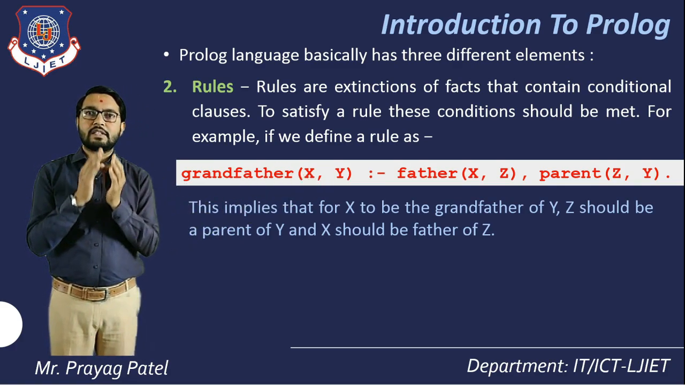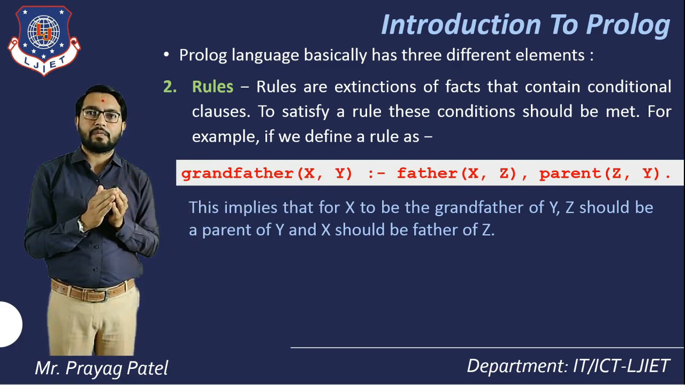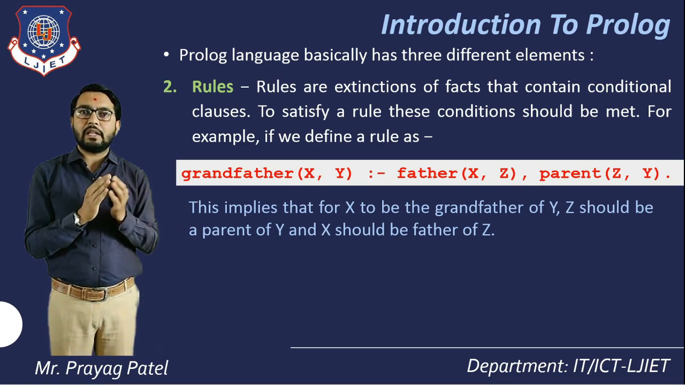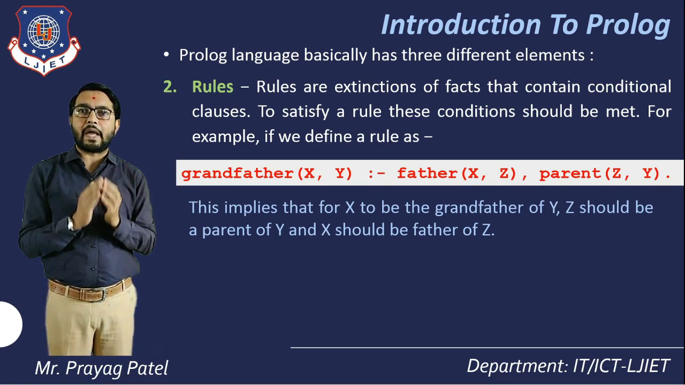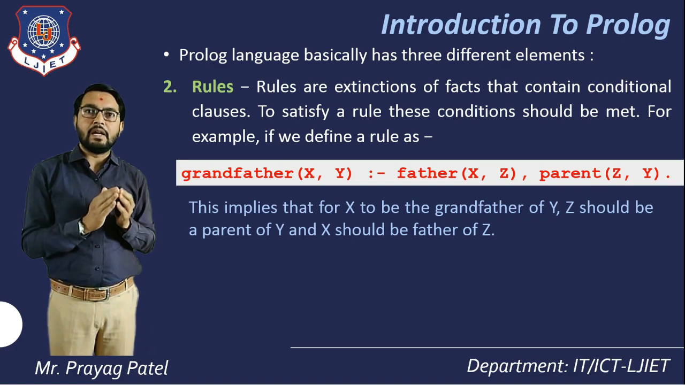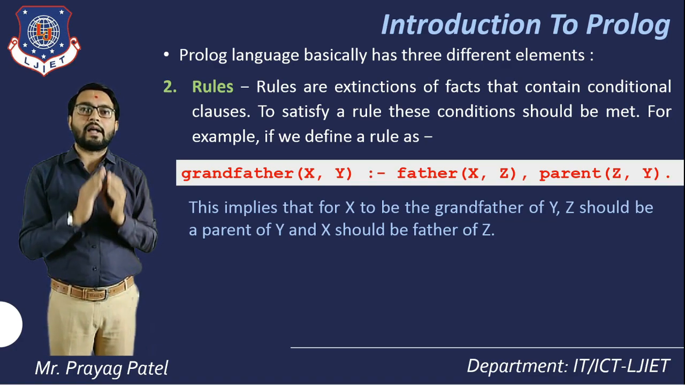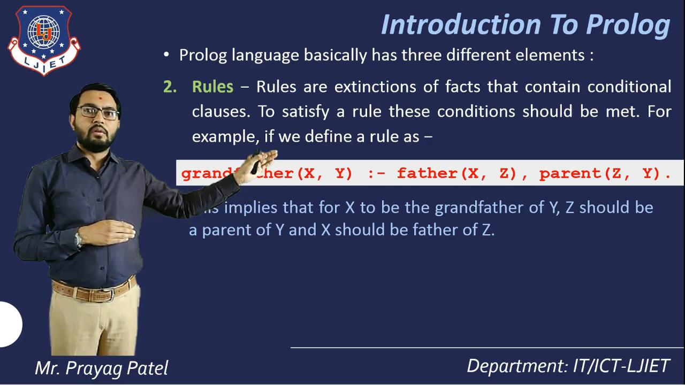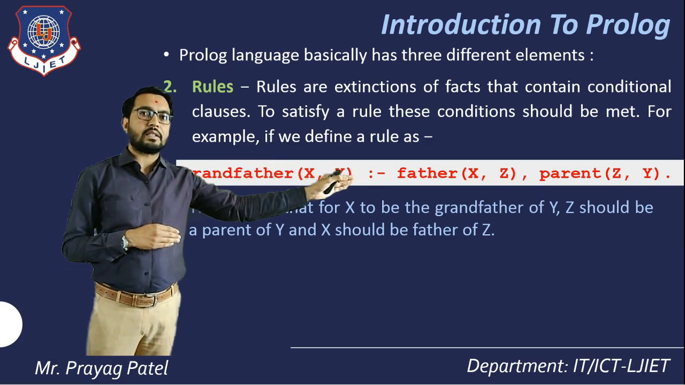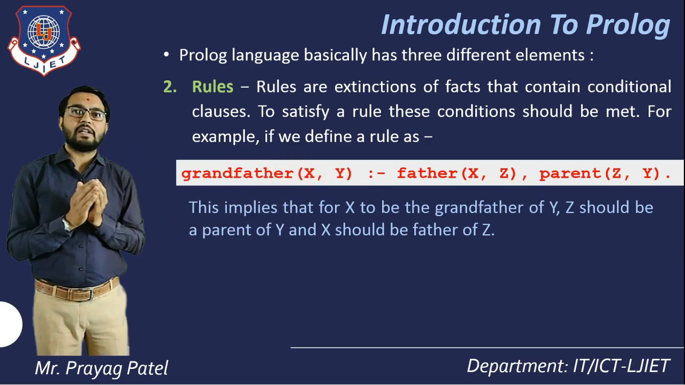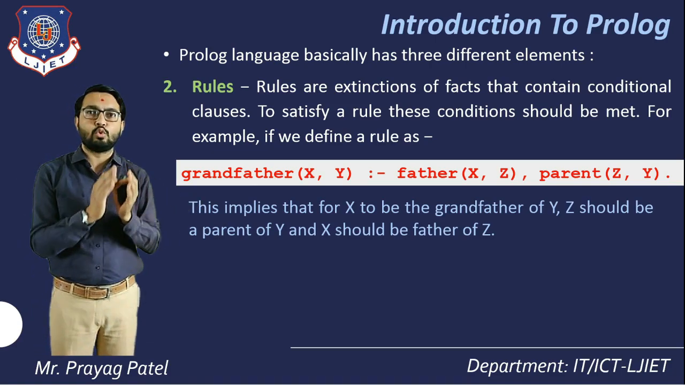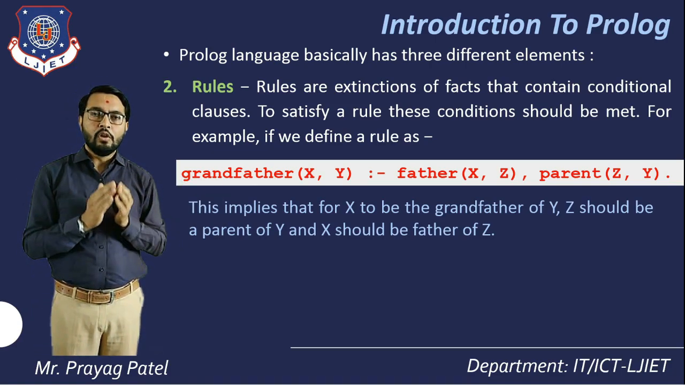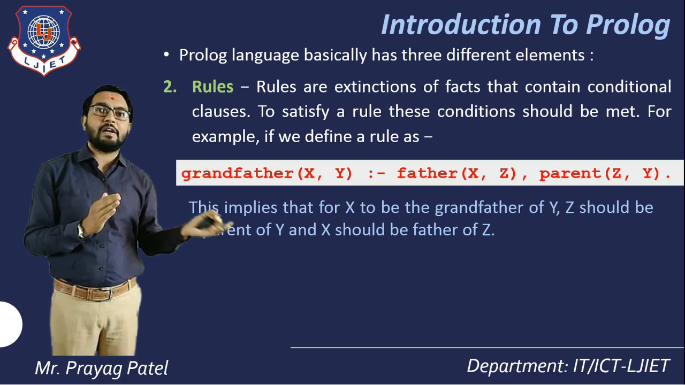So X is a grandfather of Y. For satisfying this goal, first we satisfy that Z should be a parent of Y and X should be father of Z. So in this statement, after the colon and dash, the right side part is considered as subgoal 1 and 2, two subgoals are there, and the left side as one goal.